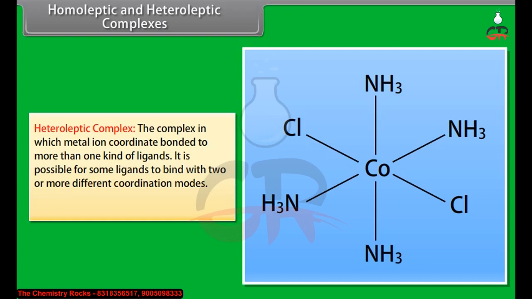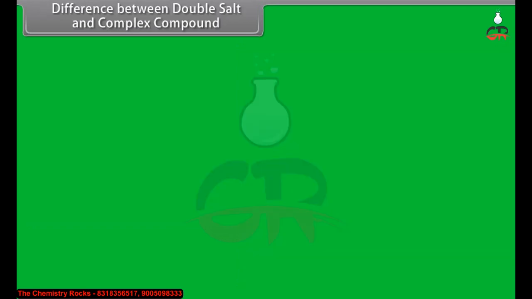Heteroleptic complex: the complex in which the metal ion is coordinate bonded to more than one kind of ligand. It is possible for some ligands to bind with two or more different coordination modes. For example, [CoCl2(NH3)4]+.